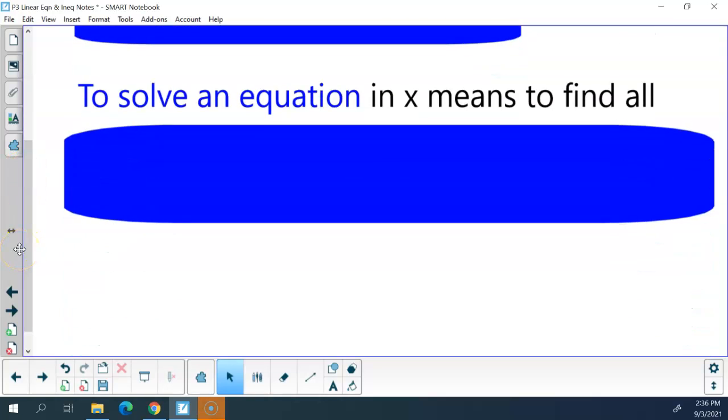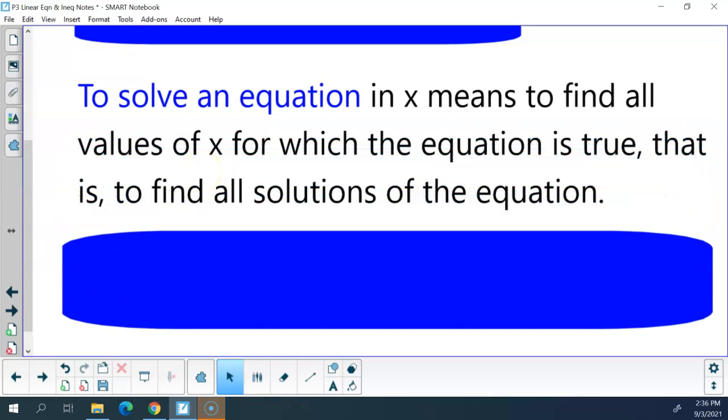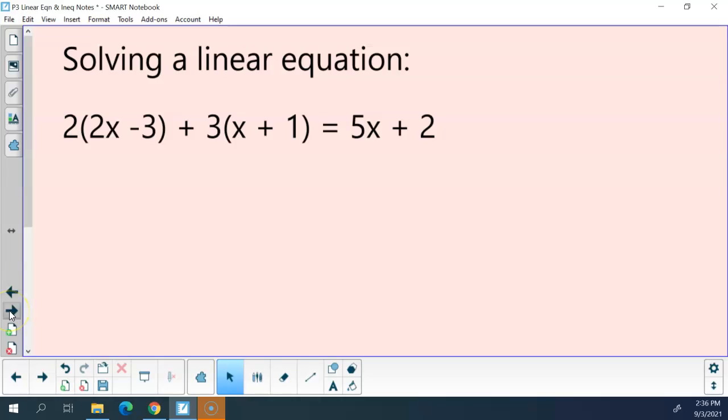So what do we got here? To solve an equation in x means to find all true solutions. Oh, that's a lot more complicated, but it's basically saying the exact same thing. Find all the values of x that make the equation true. That is, to find all the solutions of the equation. Love it.